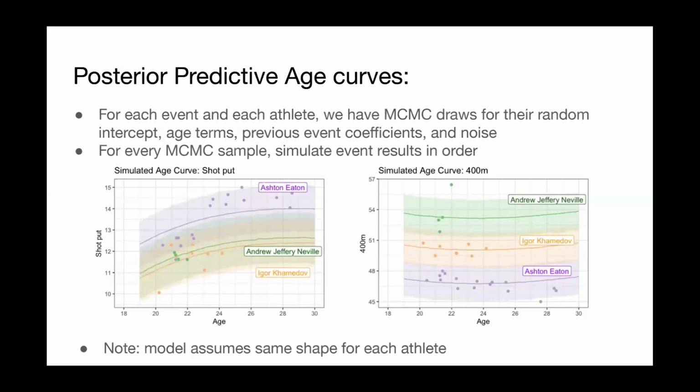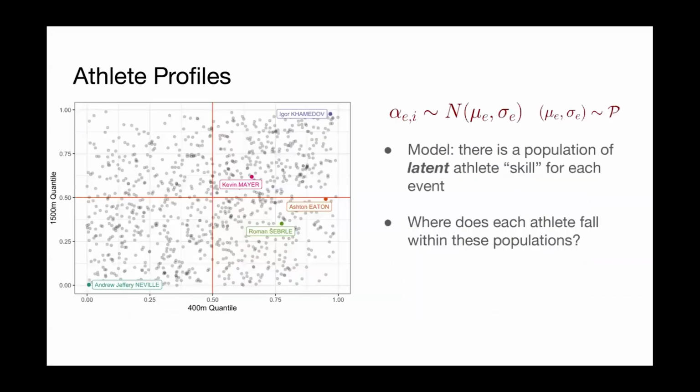One note is that our model assumes that these age curves are identical for each athlete. This is perhaps a generous assumption, but it's one that we make because of the limited amount of data we have, right? Most decathletes don't actually complete that many decathlons. And so how we actually vary the performance by athlete is through the athlete intercepts. Recall that our model assumes that these intercepts come from a normal distribution with an event-specific mean and event-specific standard deviation, which are drawn from a prior.